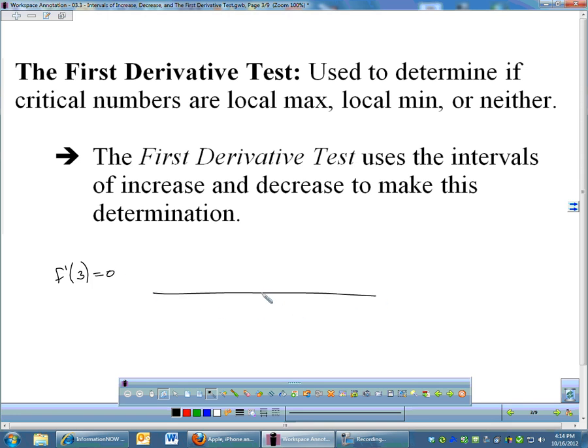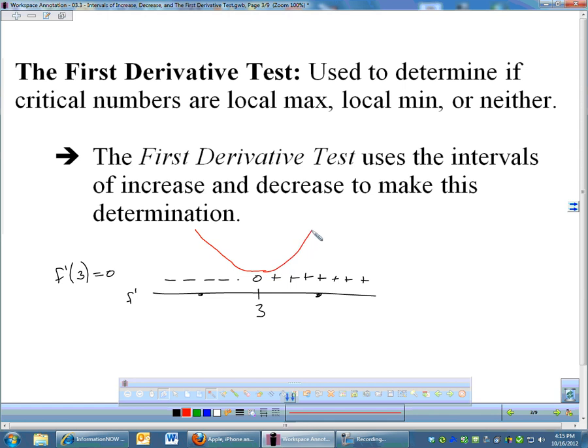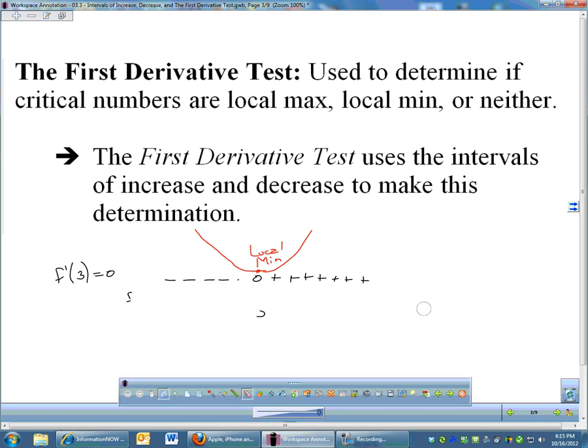I do my little sign analysis, a little chart where I plug 3 into the number line, and I'll say, okay, the derivative is 0 at 3. Then we pick test points on the left and right. Let's say to the right of my critical number, my derivative is positive, and to the left, my derivative is negative. So the derivative is negative, my function decreases, then we have a slope of 0, and then the derivative is positive, so my function increases. Since my derivative goes from negative to positive, that must be a local minimum, and that conclusion was made by the first derivative test. We looked at the signs of the first derivative to conclude that that would be a local minimum.